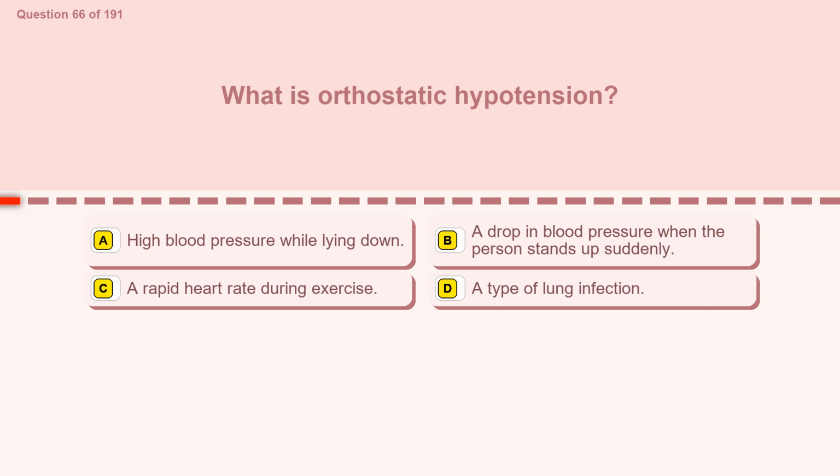Question 66. What is orthostatic hypotension? Option A. High blood pressure while lying down. Option B. A drop in blood pressure when the person stands up suddenly. Option C. A rapid heart rate during exercise. Option D. A type of lung infection.